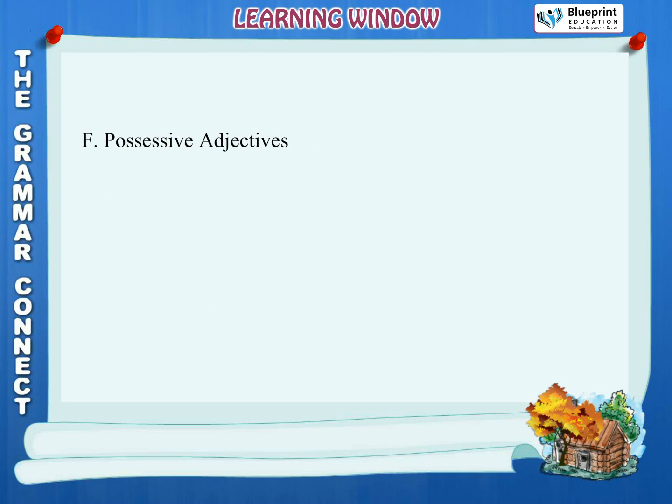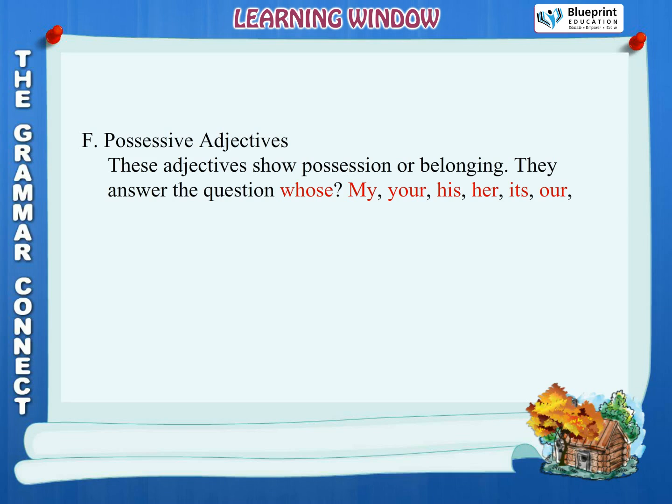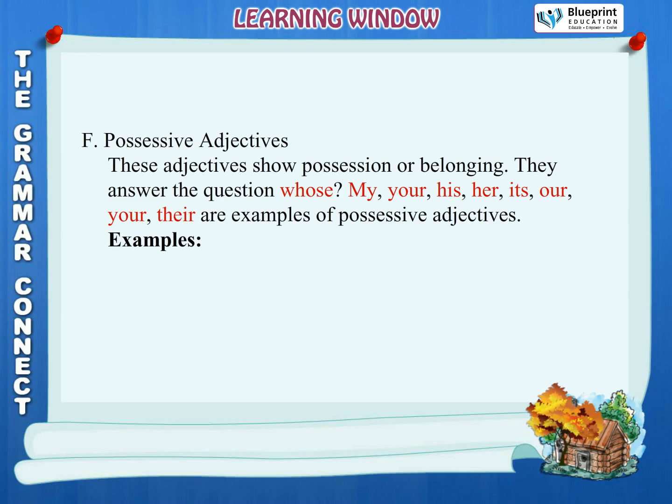F. Possessive adjectives. These adjectives show possession or belonging. They answer the question, whose? My, your, his, her, its, our, your, their are examples of possessive adjectives. Examples: This is her travel journal. Your books are on the table.